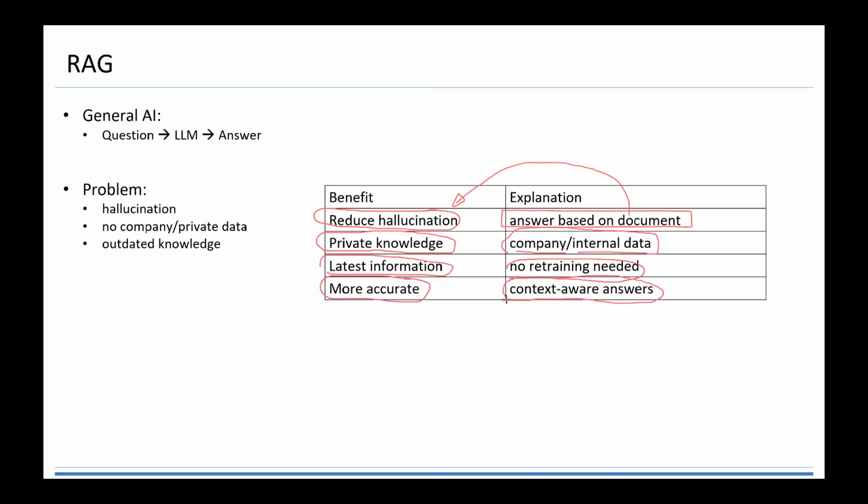So if you are running a company about food, and you give the document about your recipe, the answer will be based on your documents about the recipe. If you are running a company about software development, and you put in documents related to your company, it will give answers based on your documents. So that's the best thing about the RAG.